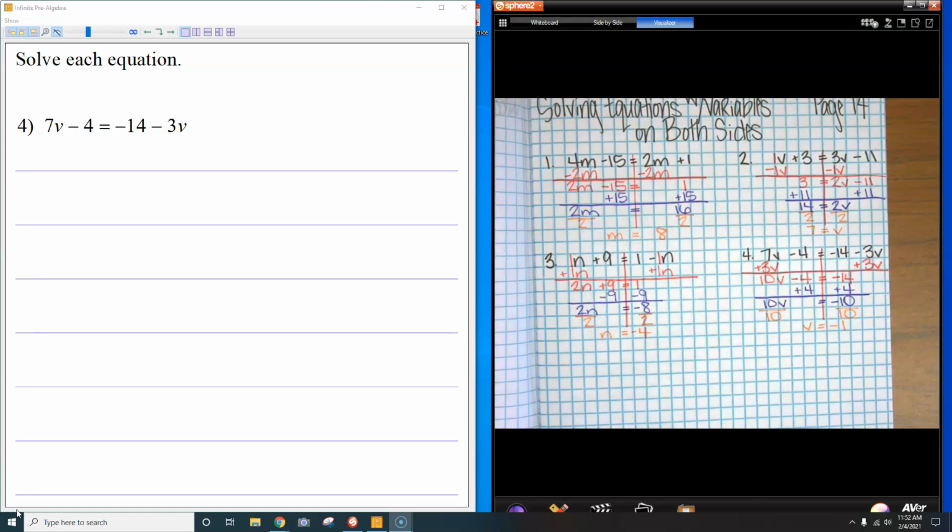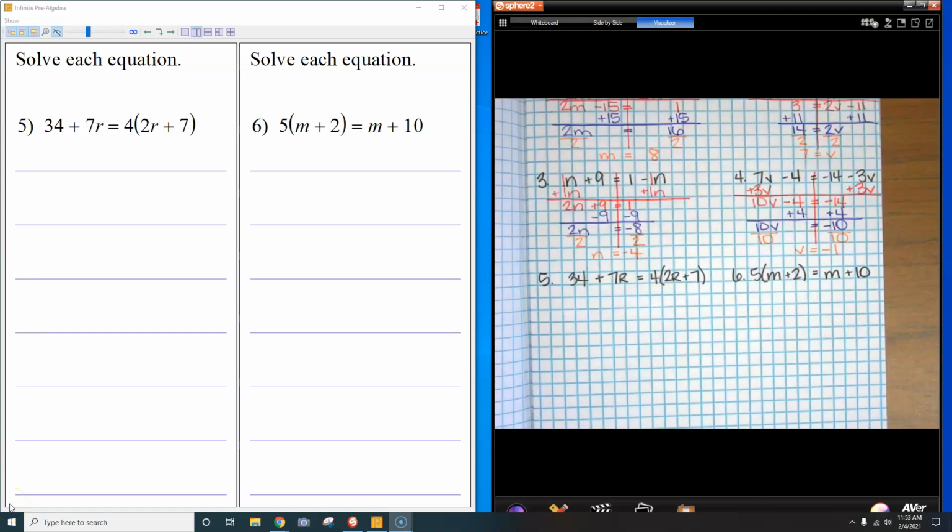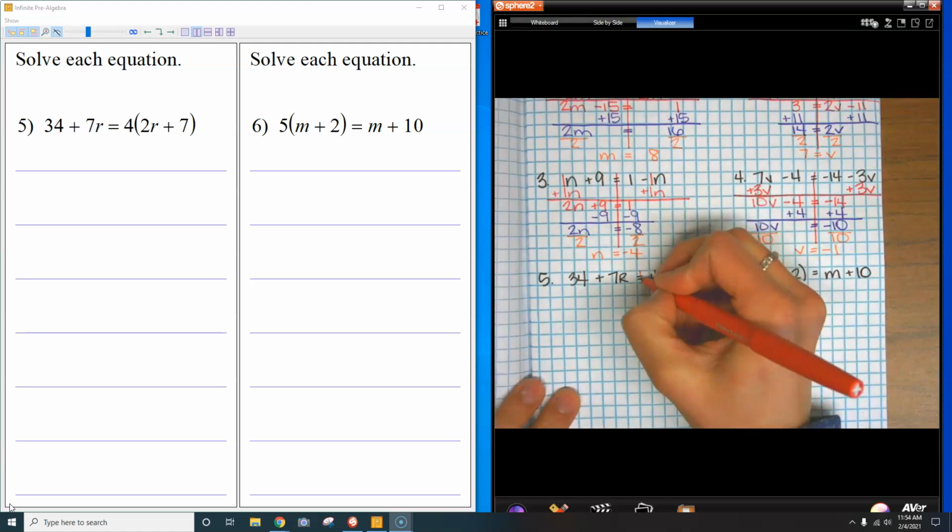All right, the last two equations, as seen on the screen, require us to use the distributive property before we can combine like terms and do any inverse operations. If you've been working on your weekly assignments, then you know how to do the distributive property, and if you don't, this is a great time to relearn how to do that.